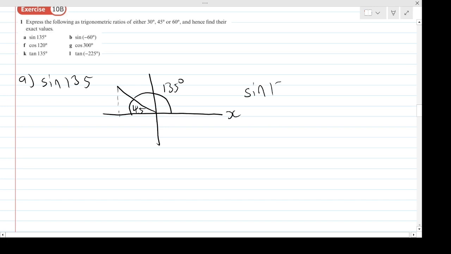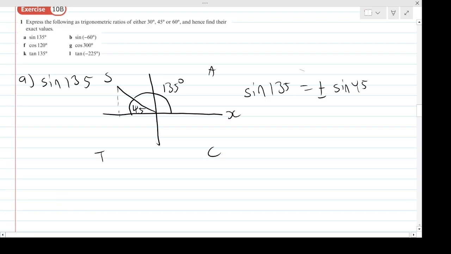Now that's telling me that this angle of 135 overall is also equivalent to the 45. So sine of 135 is sine 45, but it's plus or minus because it might be on the negative axis compared to the other. So we just need to account for plus or minus. How do we determine if it's plus or minus? Well, we use CAST.